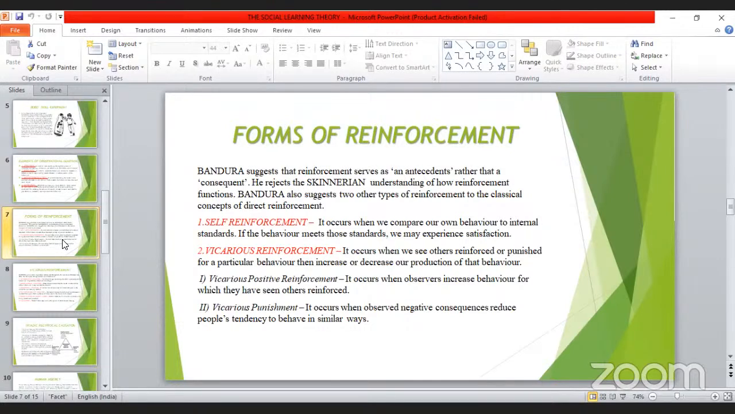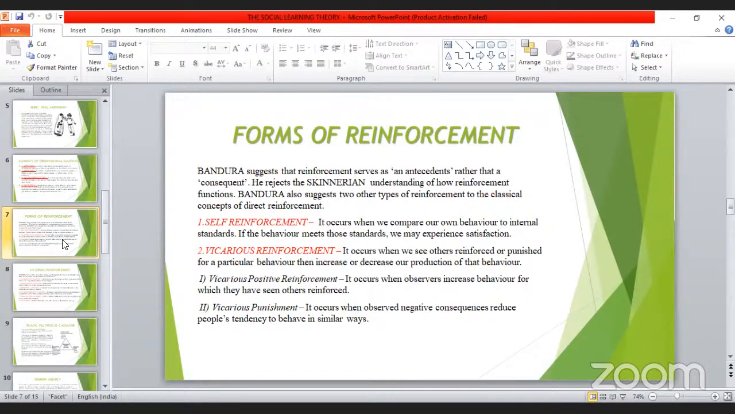But Bandura suggests that there are two classical concepts of reinforcement. First is self-reinforcement. It occurs when we compare our behavior to internal standards. If the behavior meets those standards, we experience satisfaction, and satisfaction helps us to behave in that particular way repeatedly, right?